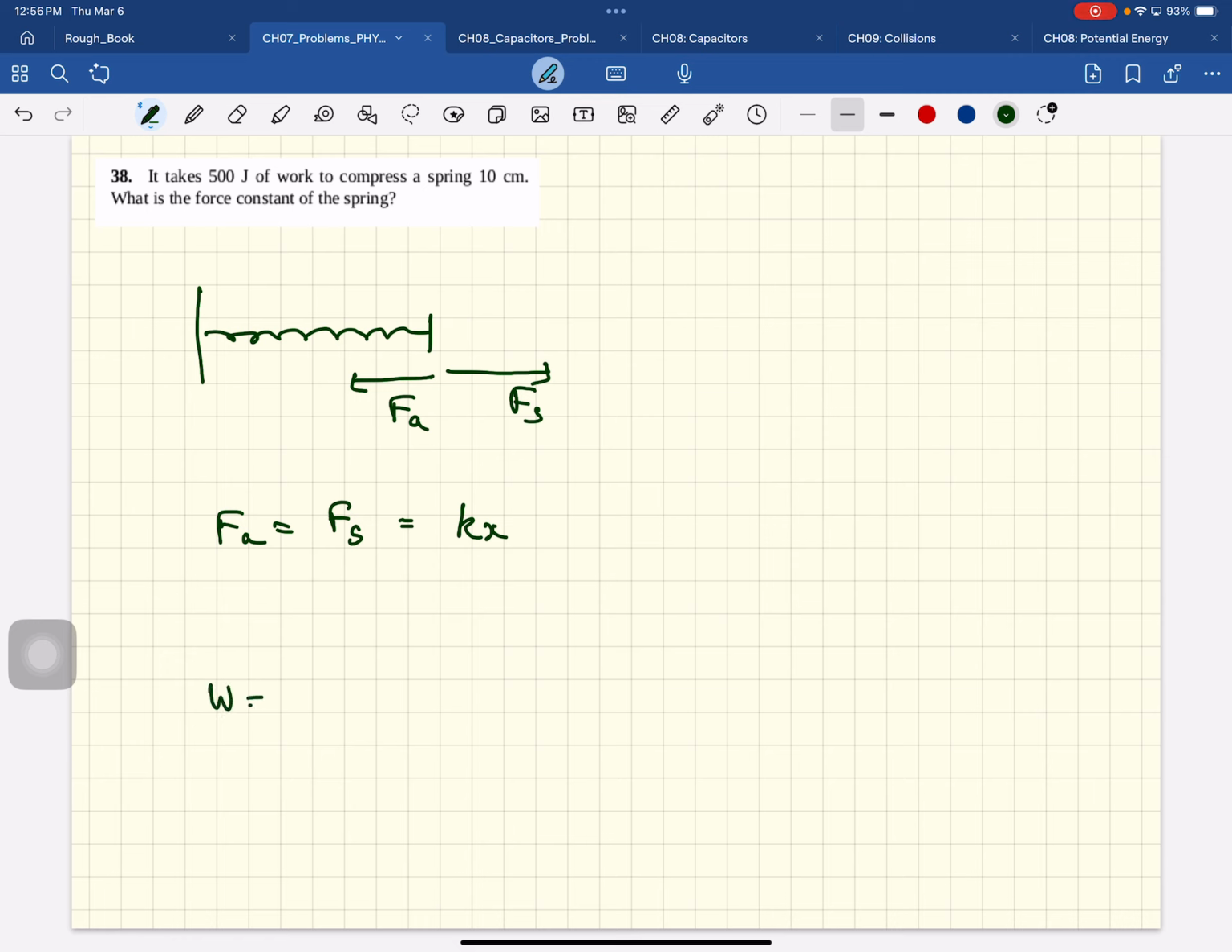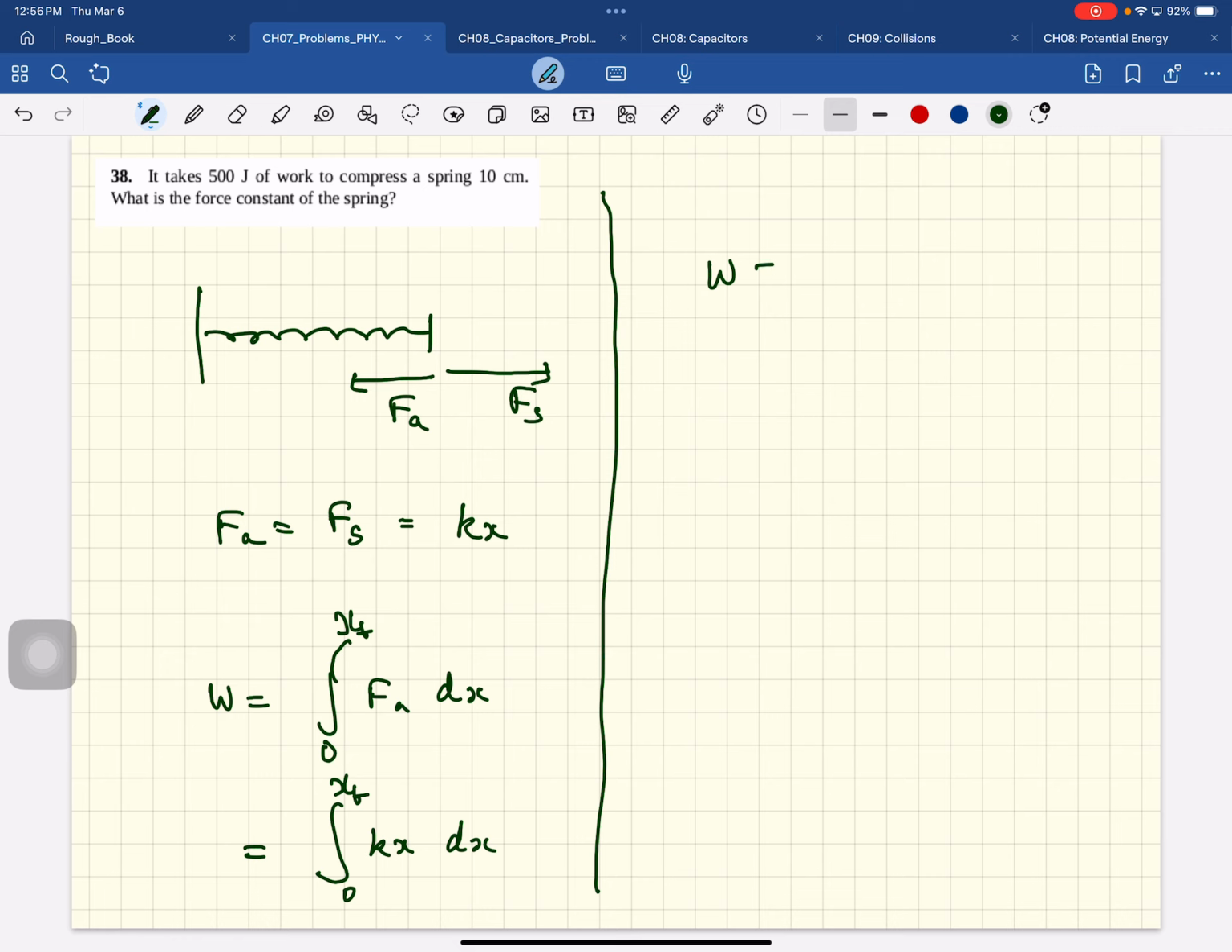So the work done is the integral of the applied force dx, and we'll go from 0 to x equal to minus 10 centimeters, or x final. So kx dx, 0 to x final. So the work done by the applied force is kx squared over 2, from 0 to x final.